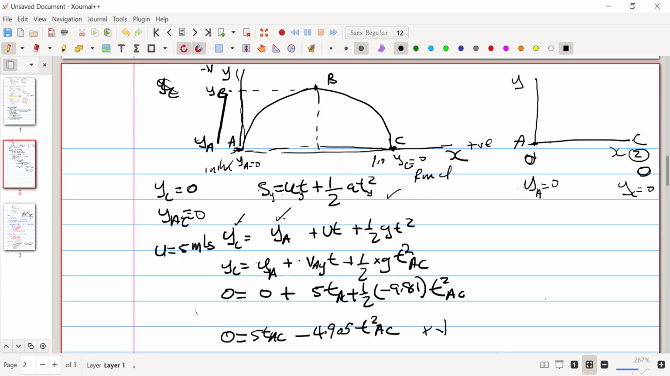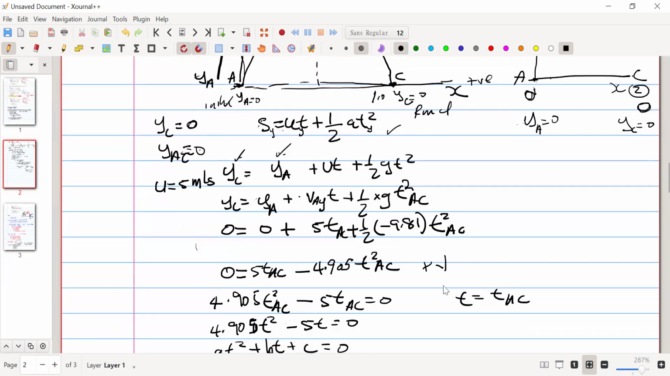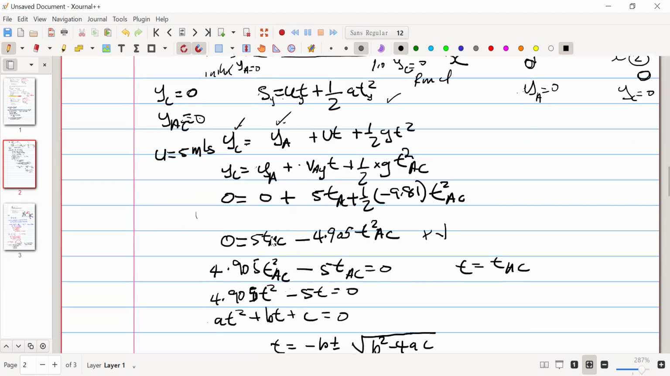5t, so this is the velocity times the time, TAC, and so 9.81 times TAC. So we simply expand it and then multiply to get these terms positive so we can work with them a little bit better, for those who want to appreciate the signs. So we multiply 2 by -1, so we get 4.905 times t squared minus 5 TAC equals 0.